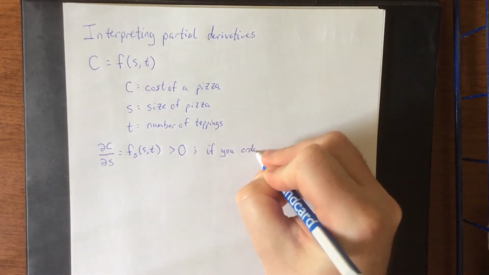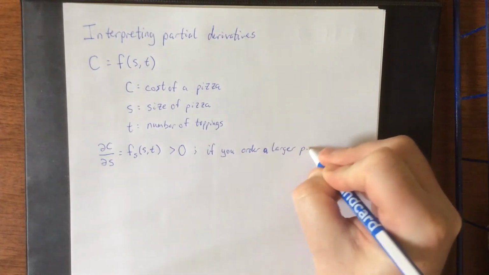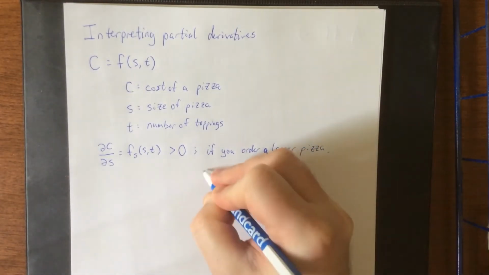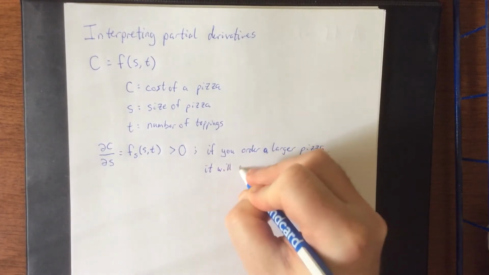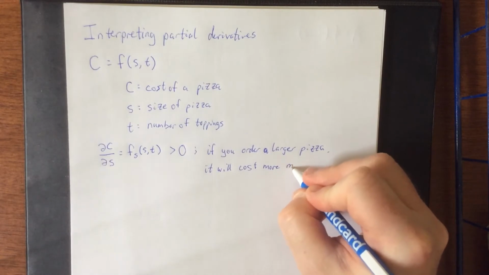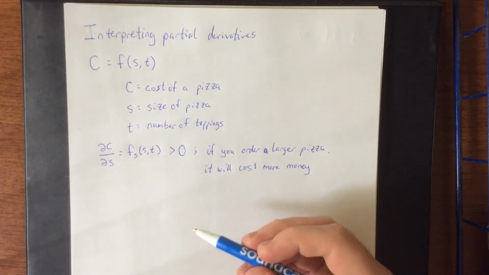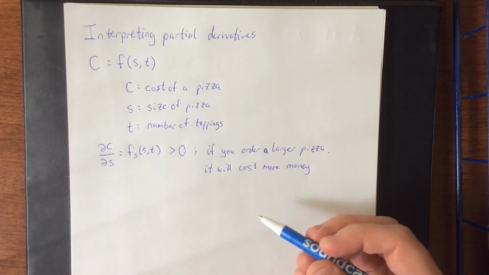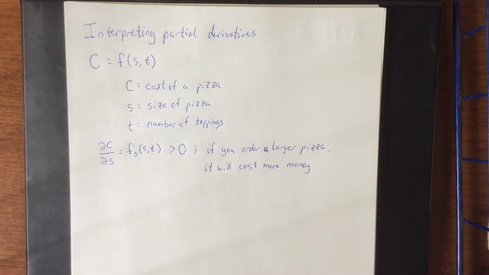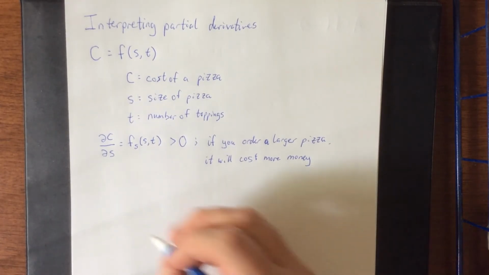If you order a larger pizza, it will cost more money. Now, this is assuming that you are keeping the number of toppings consistent. So we wouldn't be comparing, say, a medium 3-topping pizza with a large 1-topping pizza. It would be like comparing a medium 1-topping pizza with a large 1-topping pizza. So generally speaking, when you're keeping the toppings consistent, it will cost more to get a larger pizza.